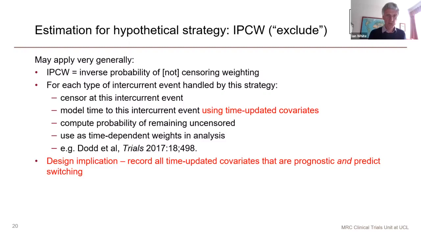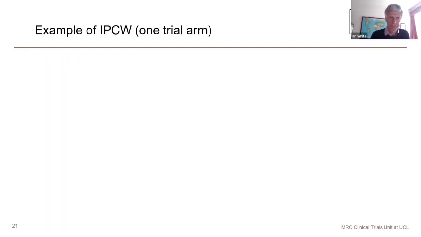in the analysis. And this really applies very generally, whatever your primary analysis is, whether it's analysis of continuous or survival data or whatever. And there's a design implication here. We've talked a little bit about this. We need to record all the time-updated covariates that are prognostic and predict switching. And this may introduce more burden into our trial procedures.